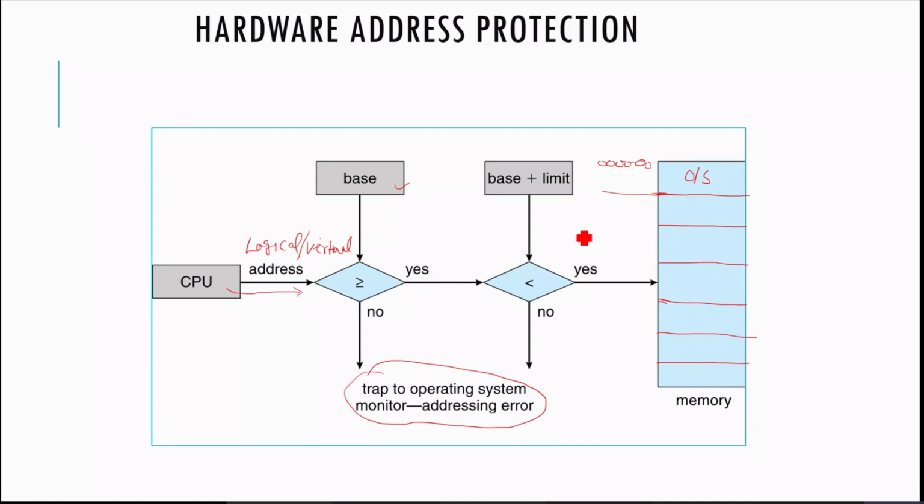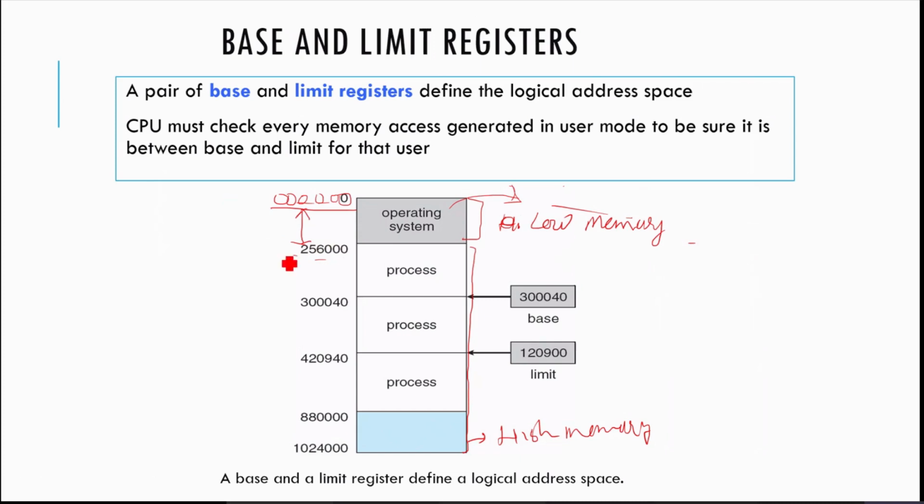Otherwise, it may cross this area or that area, and that will make changes in the code and data, so it will make the system malfunction. So for that, we allow only addresses greater than the base register. Suppose here we have seen the base register: 0 is here for this operating system, base register is 0 and the limit is up to this one, 25600. So for that we have the limit like this.